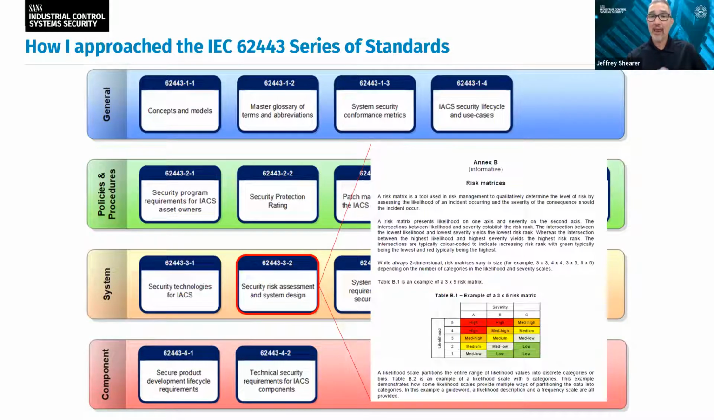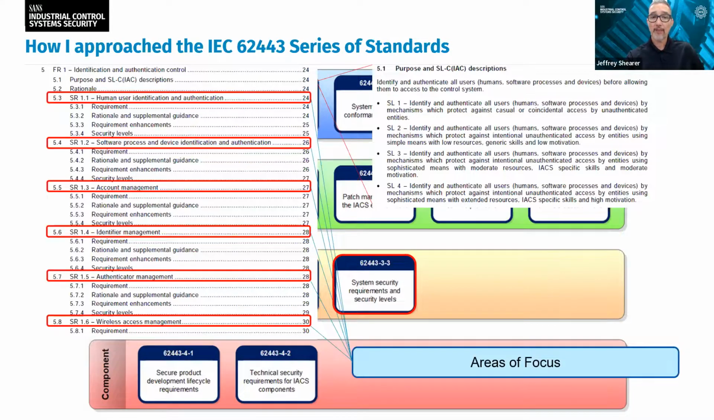It has a nice Annex B, or an informative Part B, that walks you through a typical 3x5 security matrix, where the likelihood of the event you can map from 1 to 5, and then the severity or the impact that would happen if you actually saw that actual impact occur. So it gives you some really good examples, and I enjoyed reading through that standard. These are the different areas of focus, and it walks you through different kinds of requirements, requirement enhancements, and security levels. And please note that I went from the document 3-2 to 3-3, and this is actually my favorite.